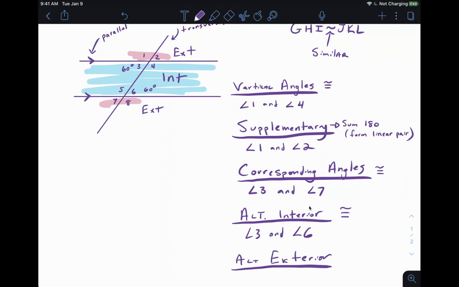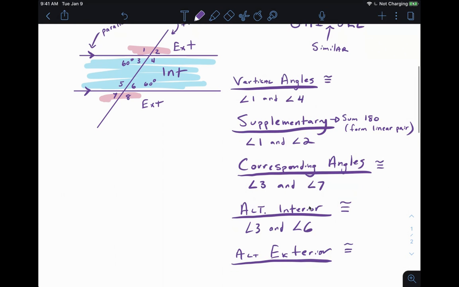Now, alternate exterior is going to be the exact same thing. They're going to be congruent as well. So angle 1 and angle 8. So they're not adjacent to one another, and they're on the other side of the transversal. You can't just say angle 1 and angle 2. Those are supplementary. Obviously, those are not the same. But angle 1 and angle 8, and angle 2 and angle 7.